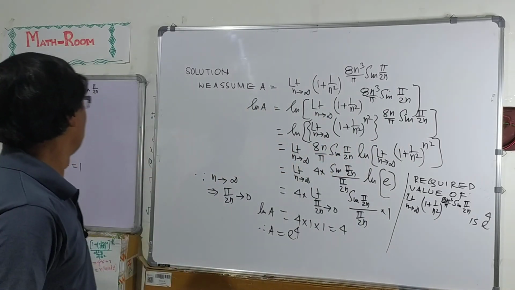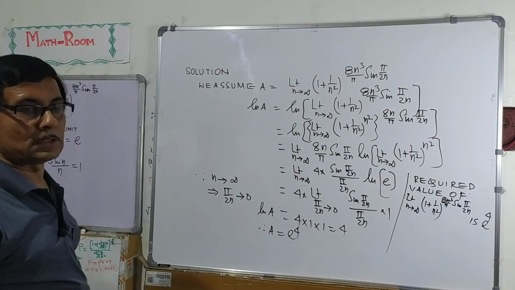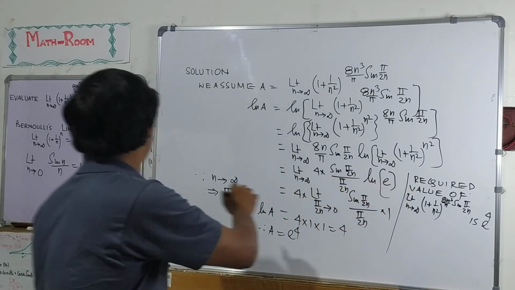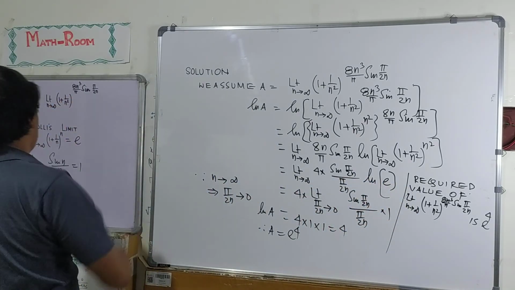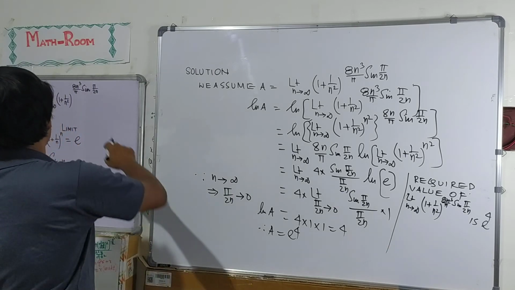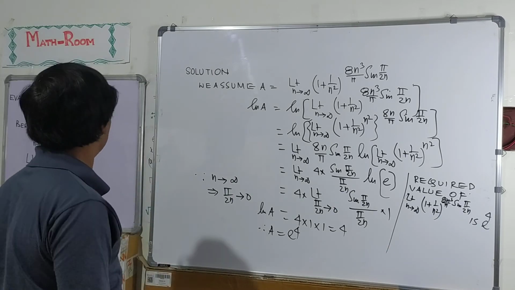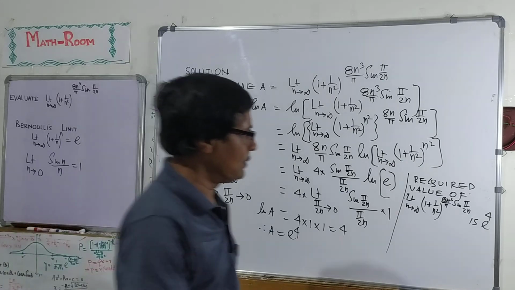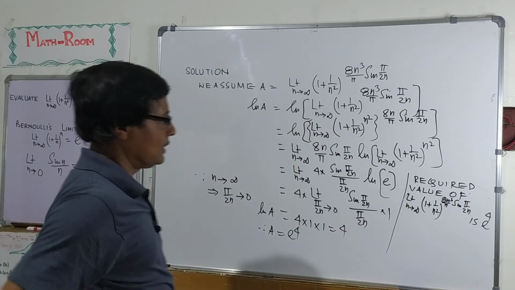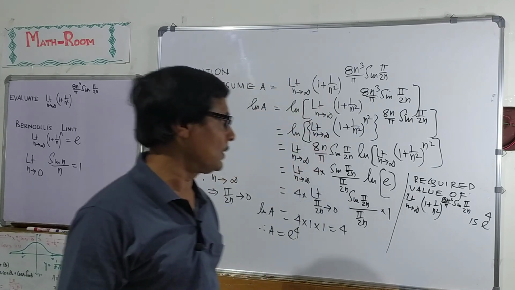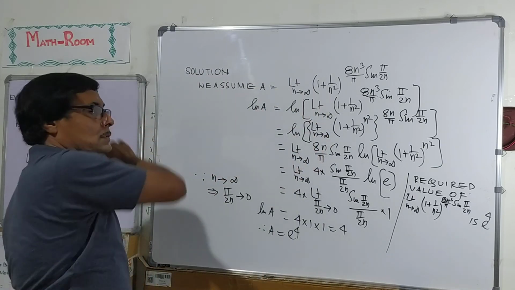Thus we have derived the value of the limit which is to be found out. So the value of this limit is e to the power 4. We have found out the value of this limit as e to the power 4.